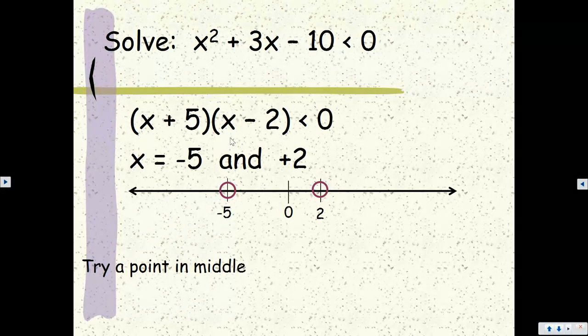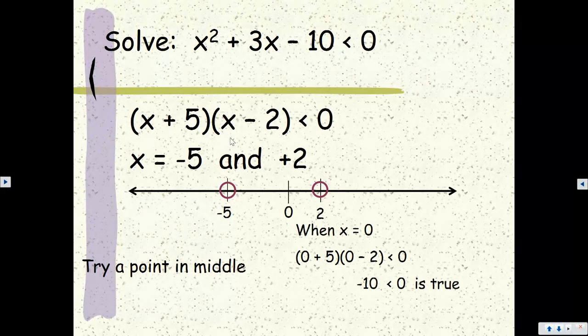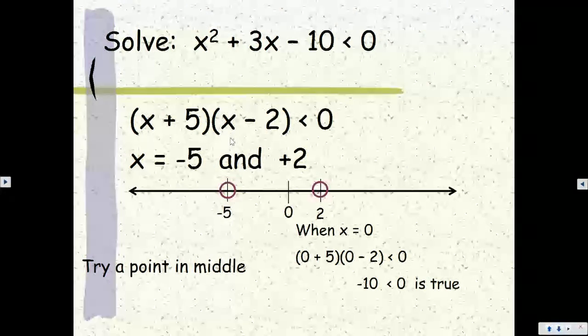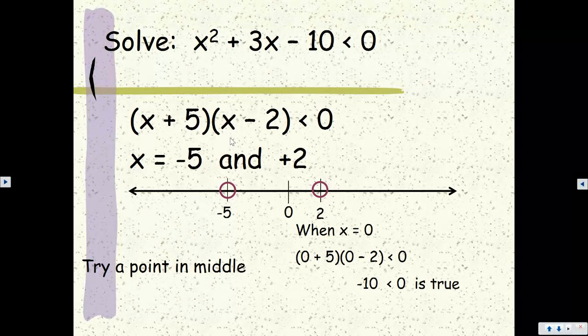And if I put 0 into the original equation, I get 0 squared plus 3 times 0 minus 10 is less than 0. Or you could do it in the factored form as well, 0 plus 5 and 0 minus 2. But in either case, -10 is going to be less than 0, which is a true statement. Now, since 0 works and it's on the inside, everything on the inside is going to work. If 0 didn't work, everything on the outsides would work.